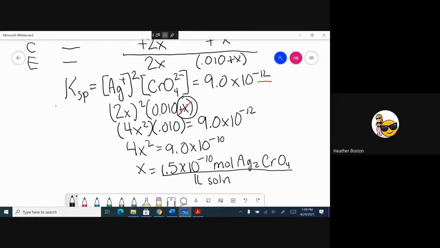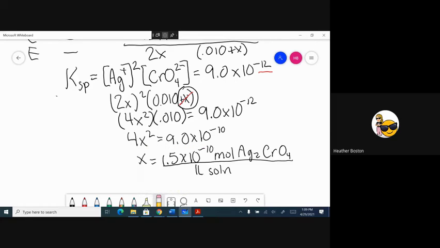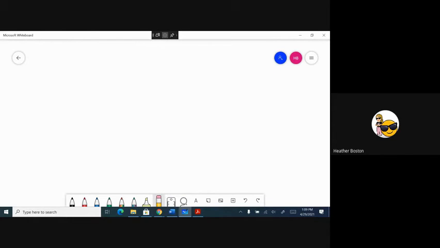Okay, let's do one more together then, and then I'll let you guys go. So another problem states, calculate the solubility of solid calcium phosphate with a Ksp of 1.3 times 10 to the minus 32 in a 0.2 molar sodium phosphate solution.